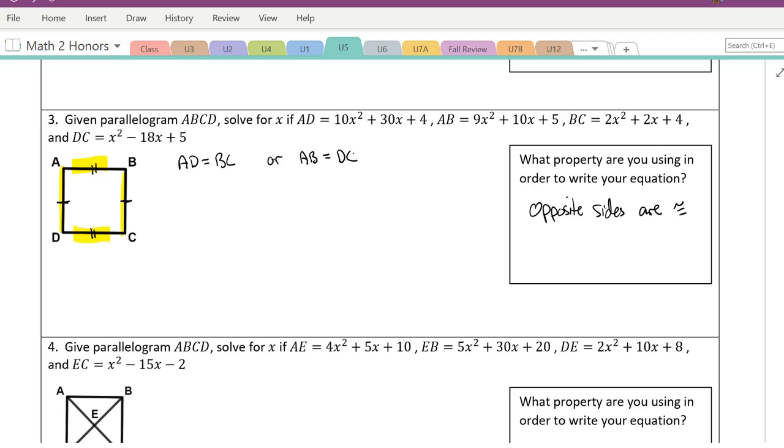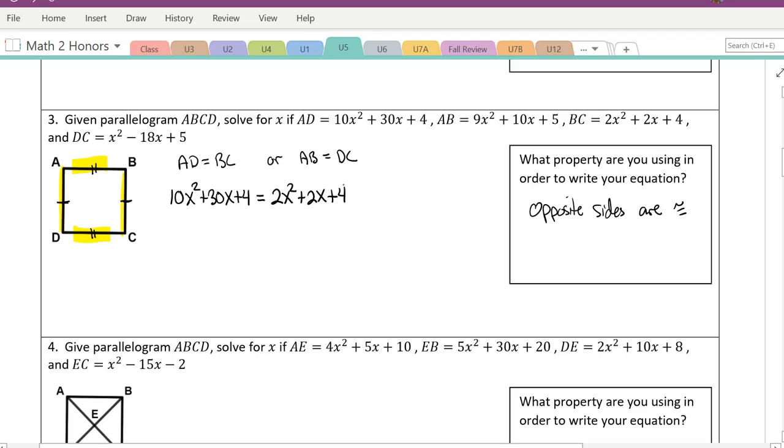And it doesn't matter, you can go with AD equal to BC and set that up, or you can go with AB equal to DC and set that up. They should both lead to the same solution. I'm going to go with the first. So AD is 10x squared plus 30x plus 4. And that's equal to BC, which is 2x squared plus 2x plus 4. So I set them equal to each other.